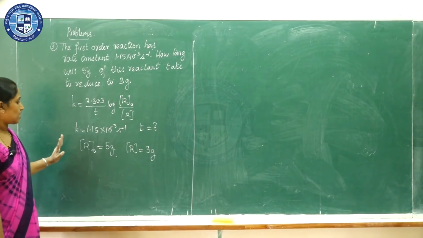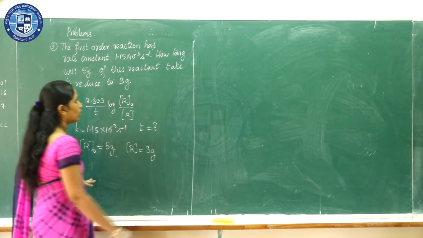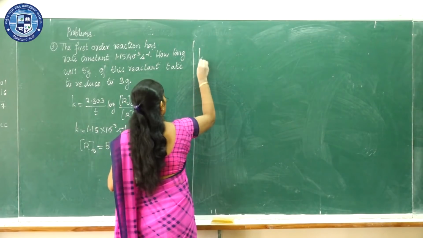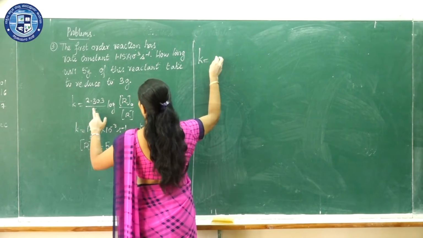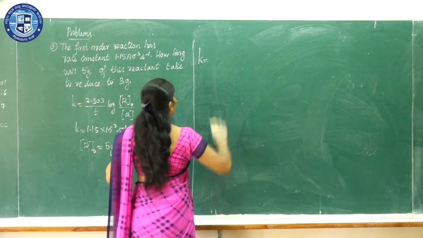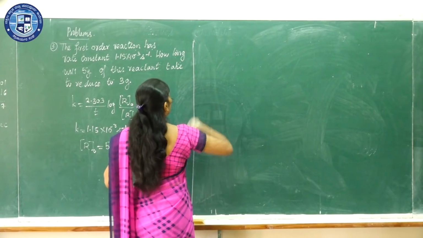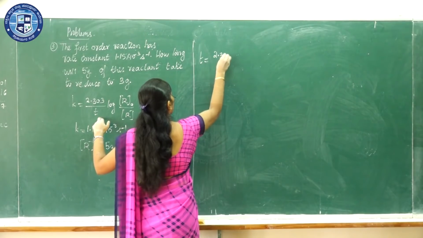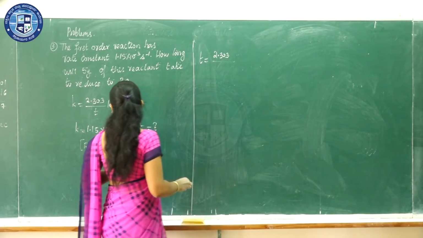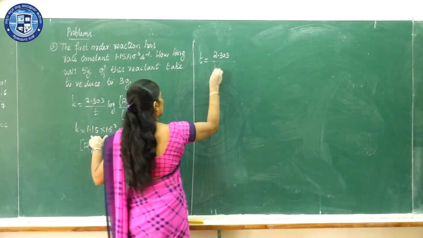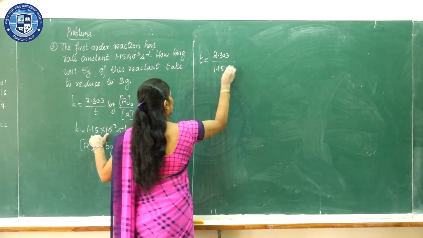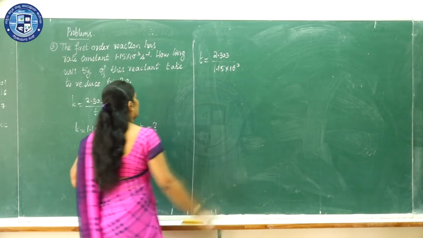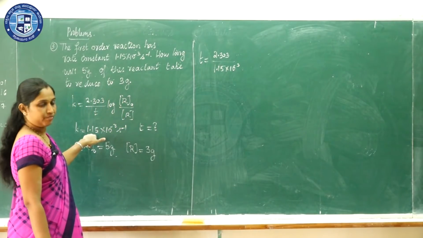Now we will substitute it in this particular equation. So what becomes? K is equal to, so I have to find T, take it to the other side, that is 2.303 divided by, what is K here? K is 1.15 into 10 to the power of minus 3.